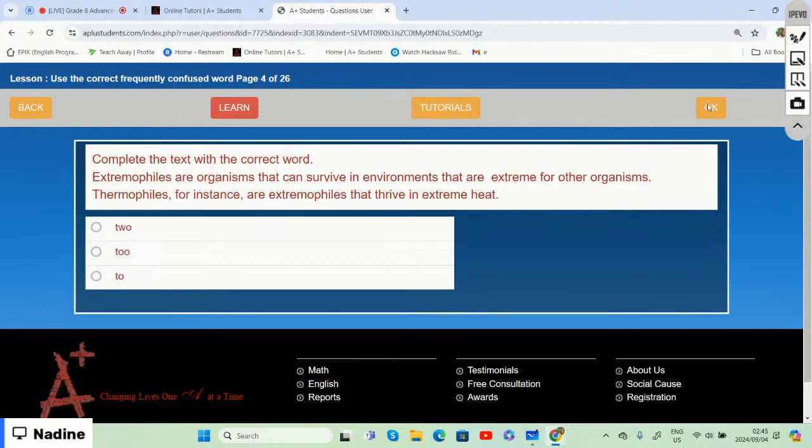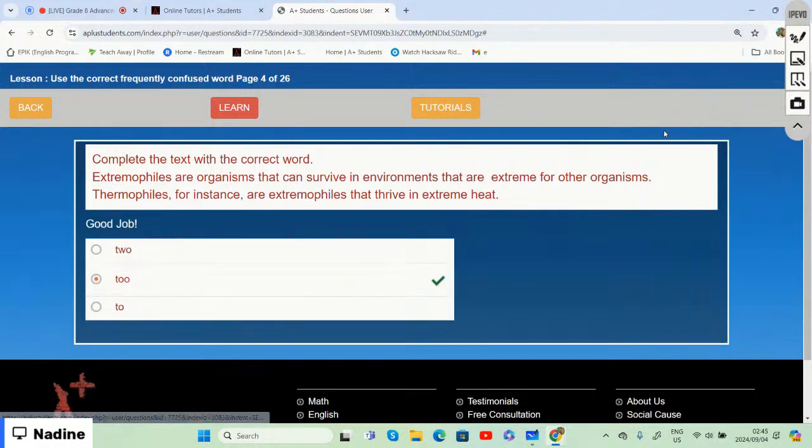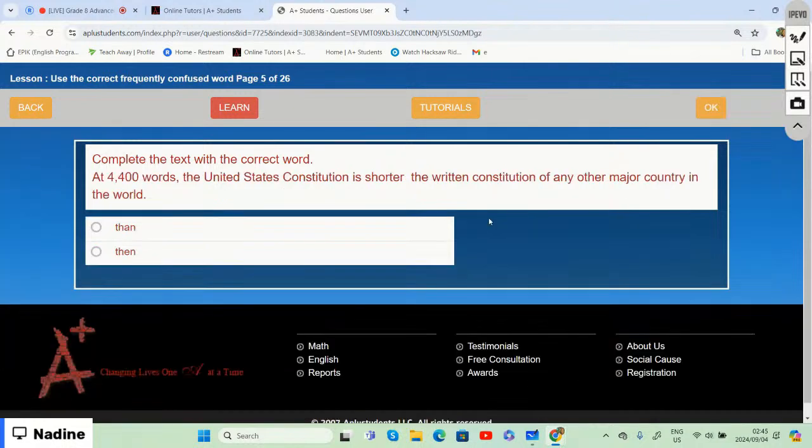All right, and if we were to choose the correct one, we'll say that extremophiles are organisms that can survive in environments that are too extreme for other organisms. So, too, which is option two. Option two is the correct word. Okay, let's look at the last one.